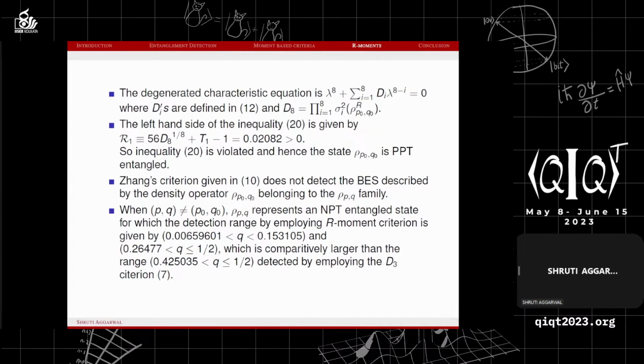And also the partial moments criteria, since they are applicable only for NPT entangled states, cannot detect this state.